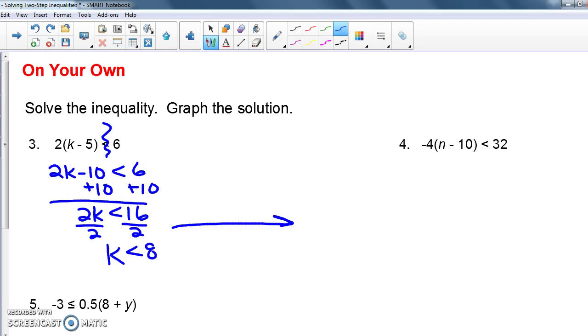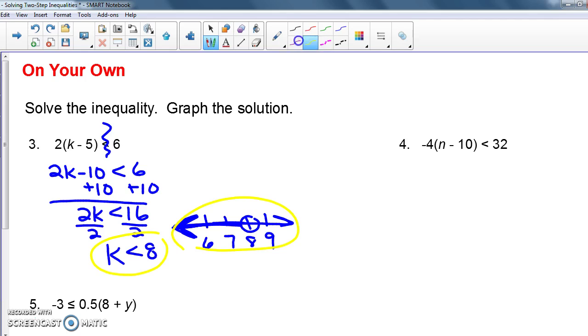So if I go ahead and graph that one, it gets an open circle. And finally, one that goes to the left. All right, so check your work with mine.